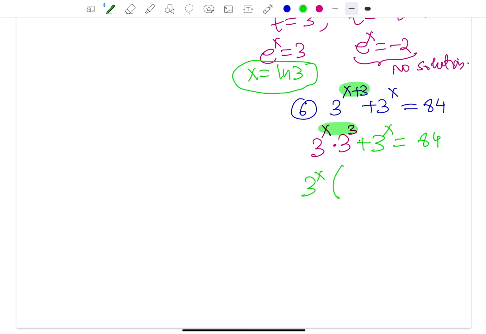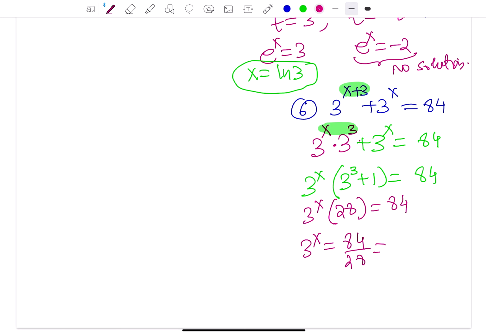Let's pull out 3 to the power x. 3 to the power 3 plus 1. So we factored out the 3 to the power x. 3 to the power 3 is 27. 27 plus 1 is 28. Now we can divide both sides by 28. 84 divided by 28. At this point, we can simplify, dividing both of them by 4. 28 divided by 4 is 7. 84 divided by 4 would be 21, which is going to be a 3.